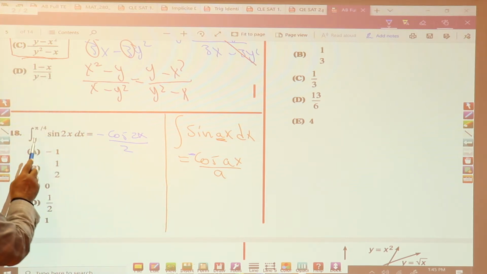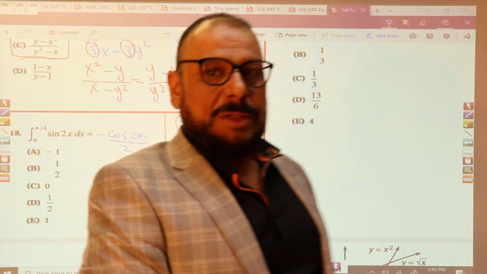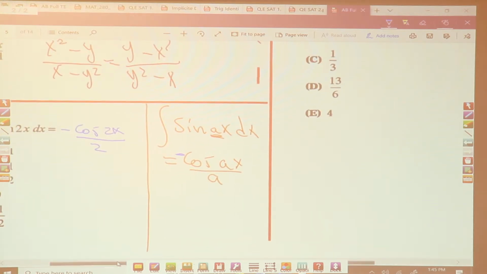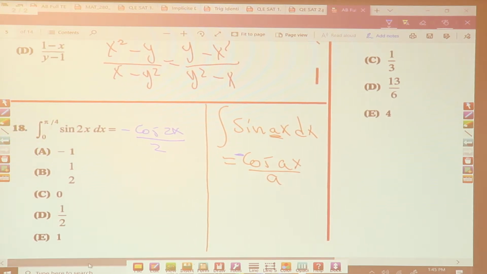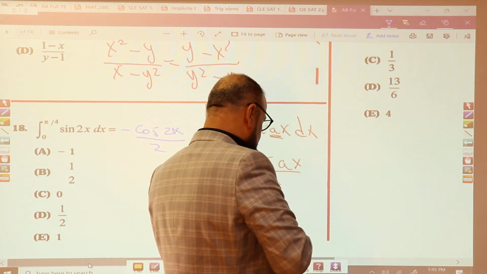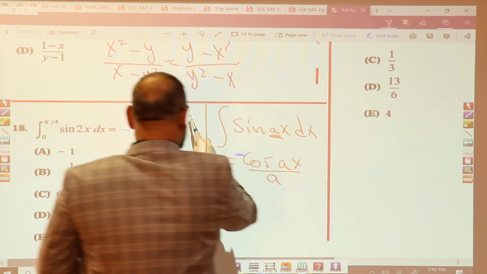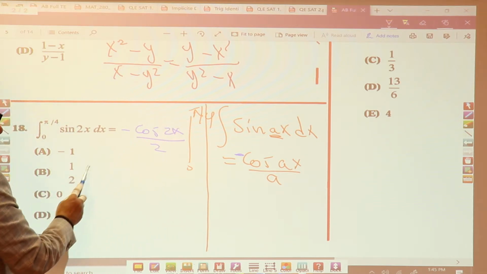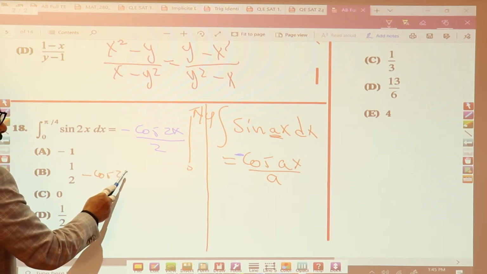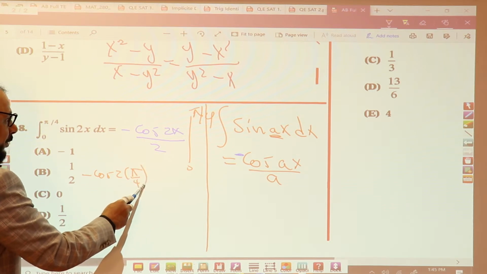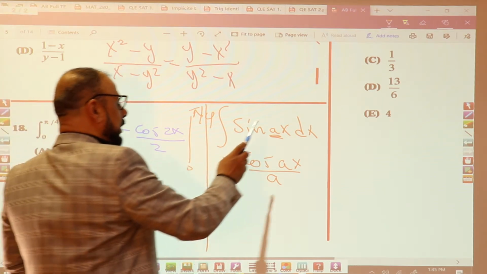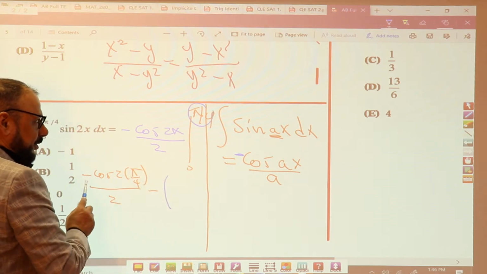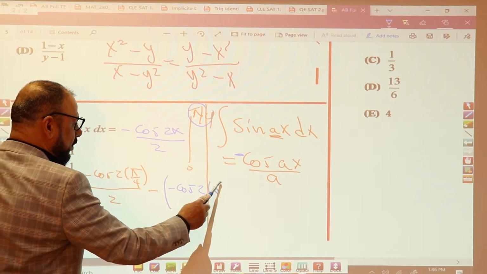And I have a limit. My limit is from 0 to pi over 4, which means you plug in pi over 4 first: negative cosine 2 times pi over 4, everything over 2, minus, and you plug in the 0: open parentheses, negative cosine 2 times 0 over 2.